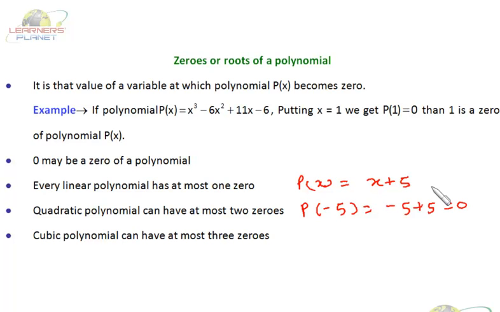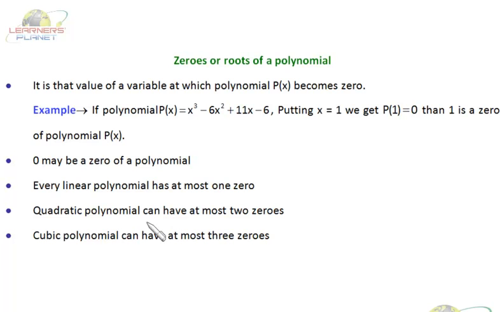We cannot have more than one root if it is a linear polynomial. That means you cannot have any other value of x which will make this expression 0 except minus 5. So you have only one choice, that is minus 5, by which this polynomial will be 0. So if it is a linear polynomial, you will have one zero only.